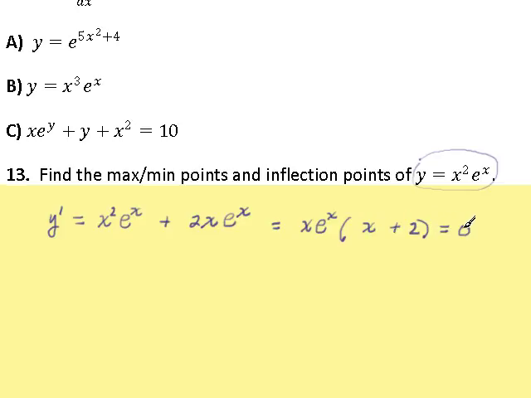And we'll find critical points by solving the derivative equal to 0. So from this factor we get x equals minus 2. And from this factor we get x equals 0. And remember that e to the x is never 0, so no other critical values come out from there. All right, now for the plus minus analysis.